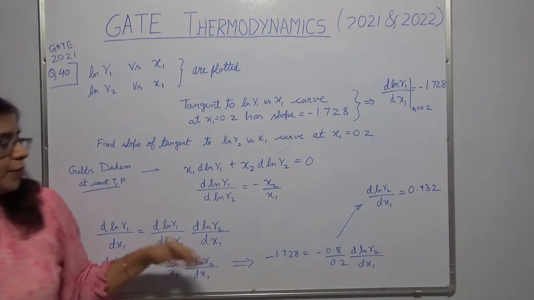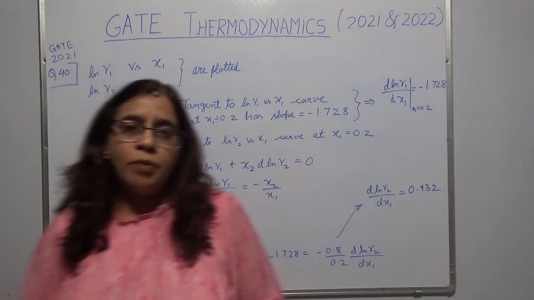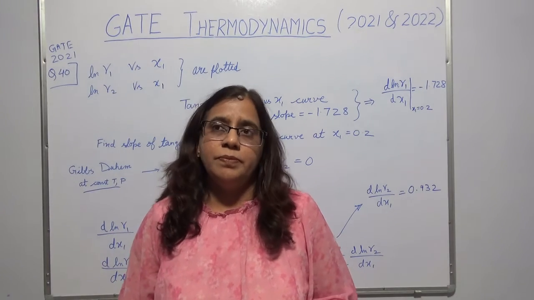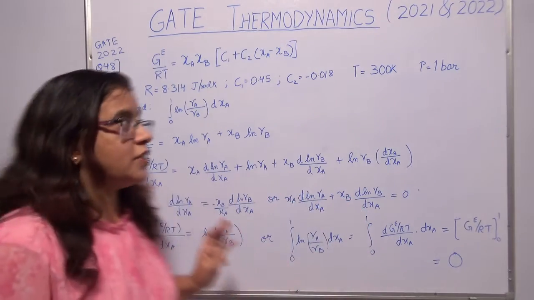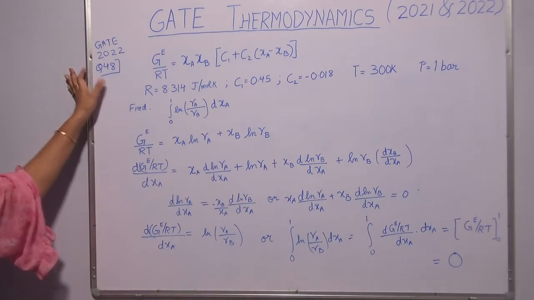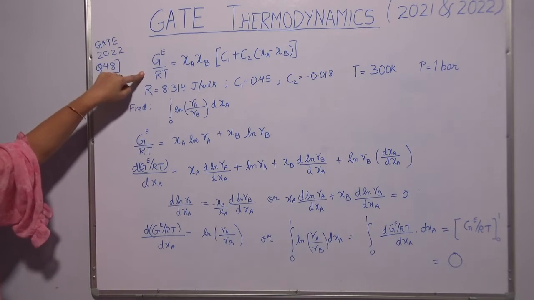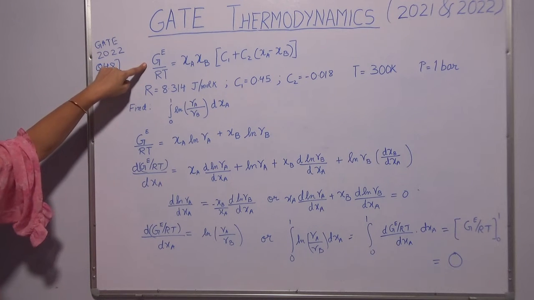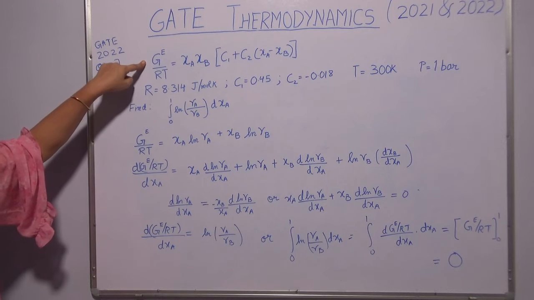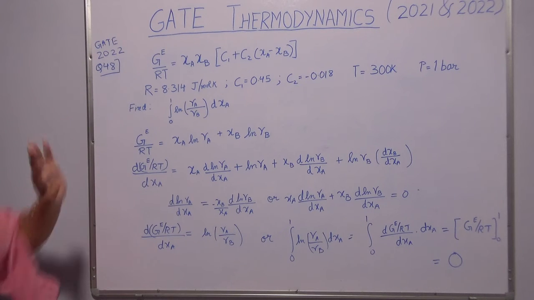Okay, so this was the problem. Now I am going to take my second problem. The second question which I am going to take is question number 48, which appeared in GATE 2022. In the original paper, you will see that small g is used for molar excess Gibbs free energy, but I am using capital G according to our notation, which is used in Smith Van Ness.